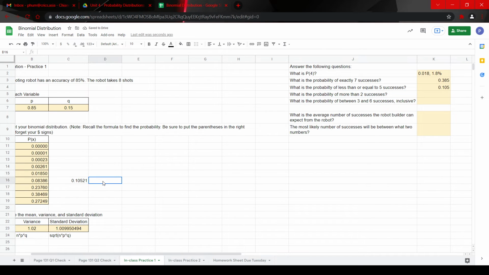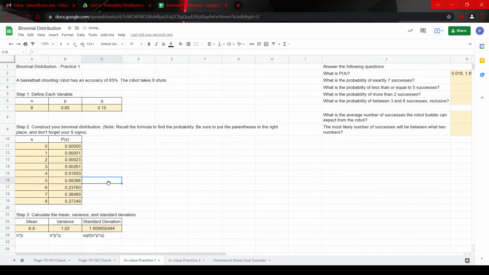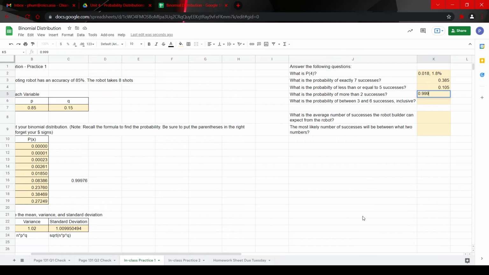Probability of more than 2 successes. I'm just going to delete this one and restart. More than 2 successes is everything bigger than 2, but it doesn't include 2, right? 2 is not more than 2. So I will need to start at 3 all the way up to 8. That gives me about 99%, about 0.999. Since it's a probability, I don't really want to round it up to 1, because that means it's a 100% chance, right? In this case, it's not really a 100% chance, so I'll just leave it at 99.9%.